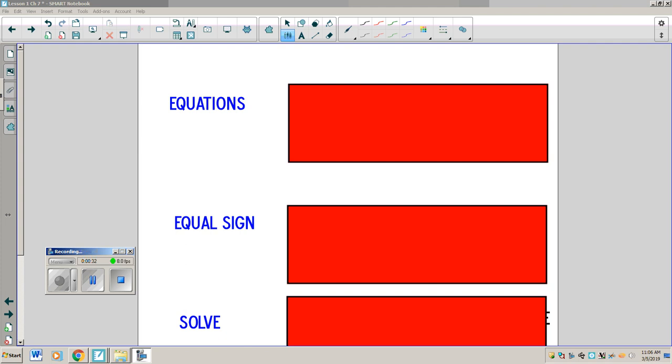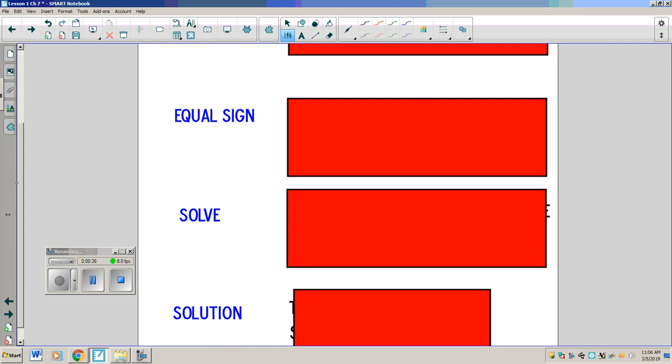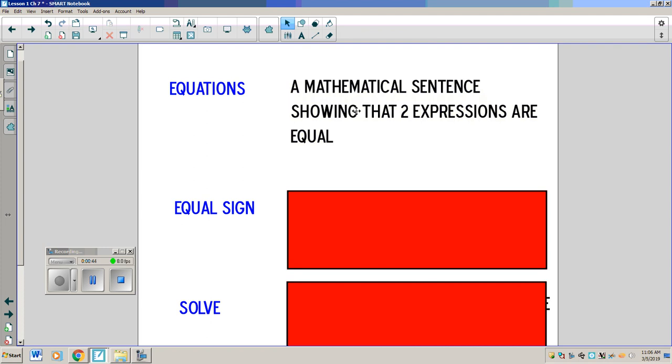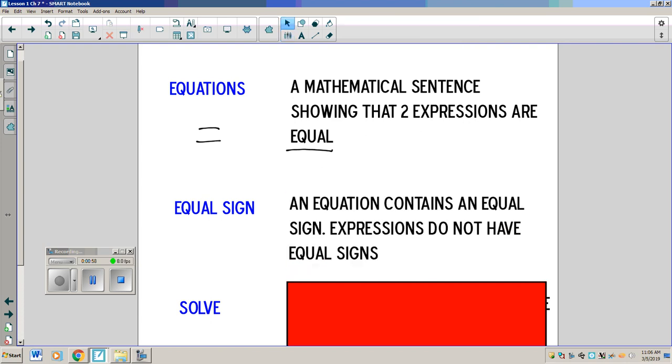So in your red notebook, your words for today are equations, equal sign, solve, and solution. Once again, pause the video so you can get them written down. Equations are a mathematical sentence showing that two expressions are equal. Equations always have an equal sign. Equal sign, you know what that is. The definition for an equal sign is an equation contains an equal sign. Expressions do not have equal signs.